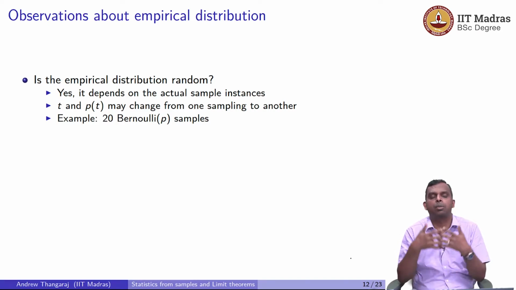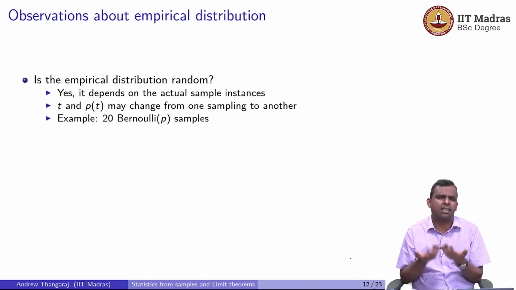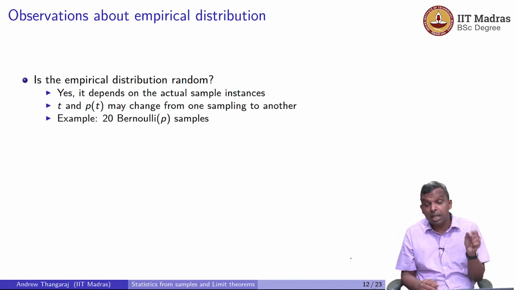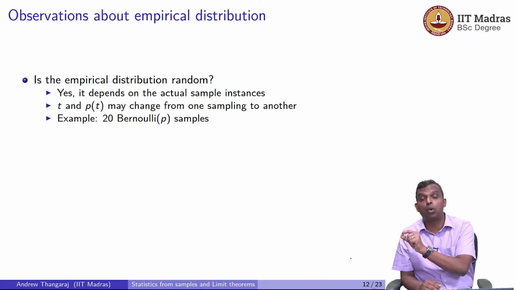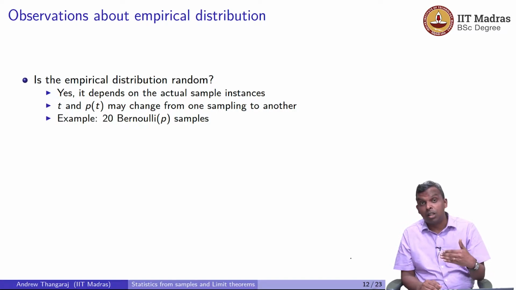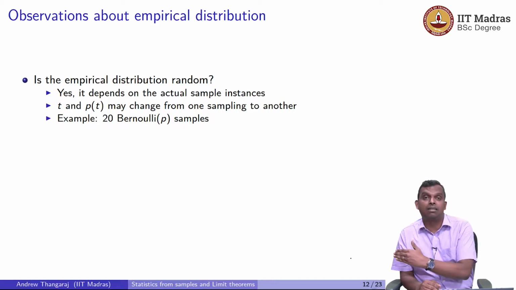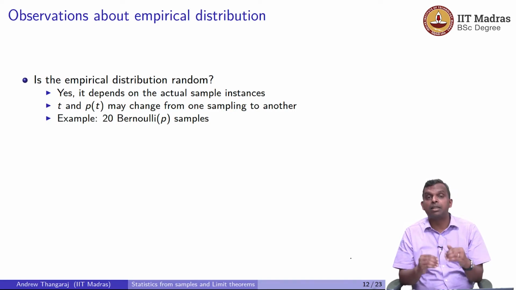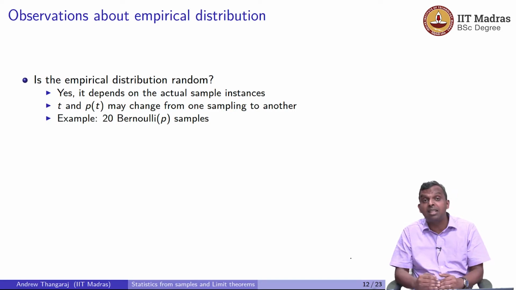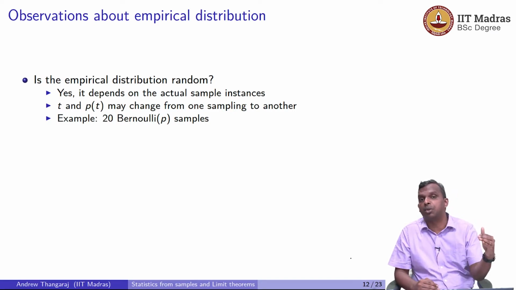So, supposing it is Bernoulli P samples, P is some half or something. First time you sample, you will get 20 samples, 0, 1, something. That might come to some 8 by 20 and 12 by 20. The next time you sample, you will get a different number of zeros, different number of ones. So, the empirical distribution depends on the actual sample instance, not just the sampling distribution. Keep that in mind.